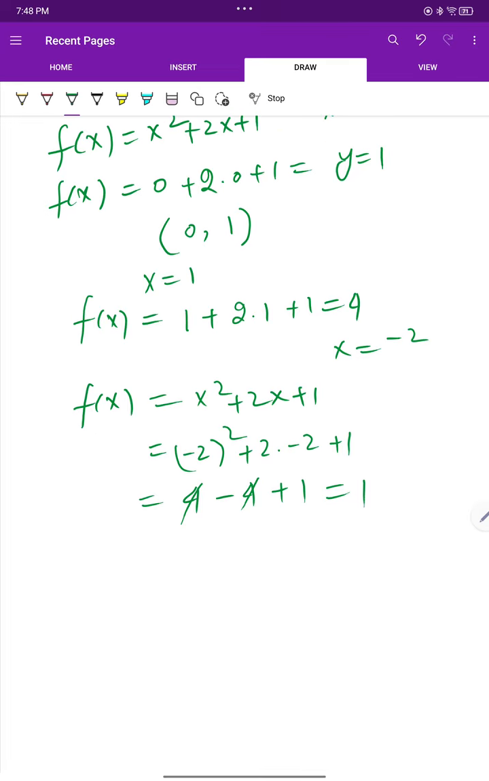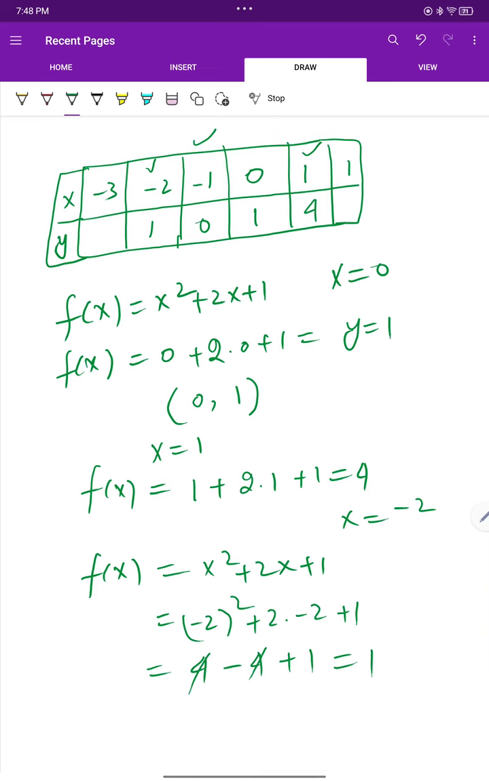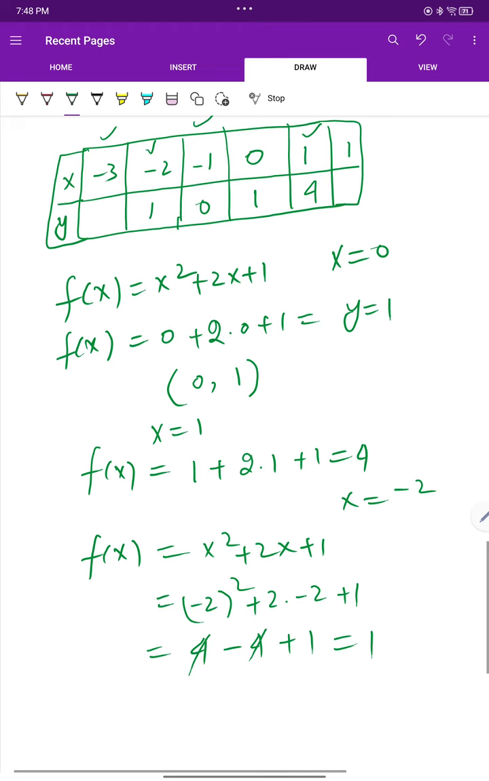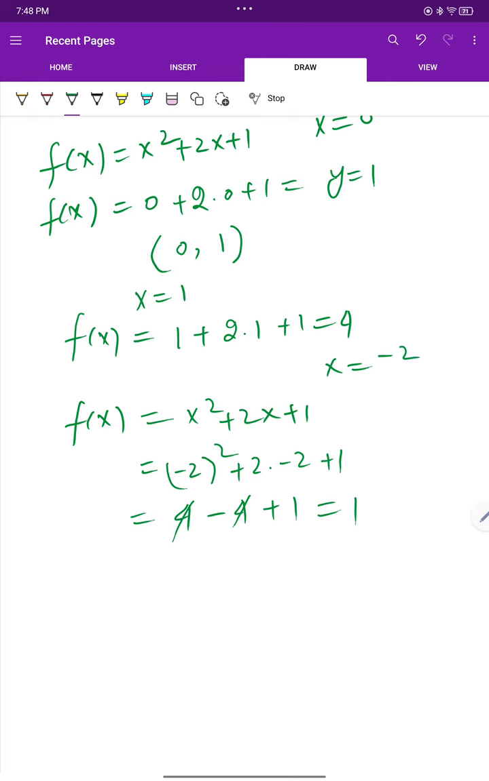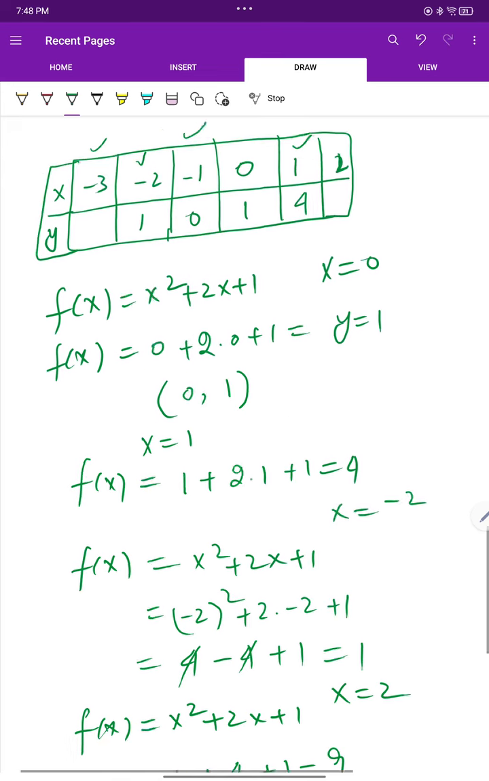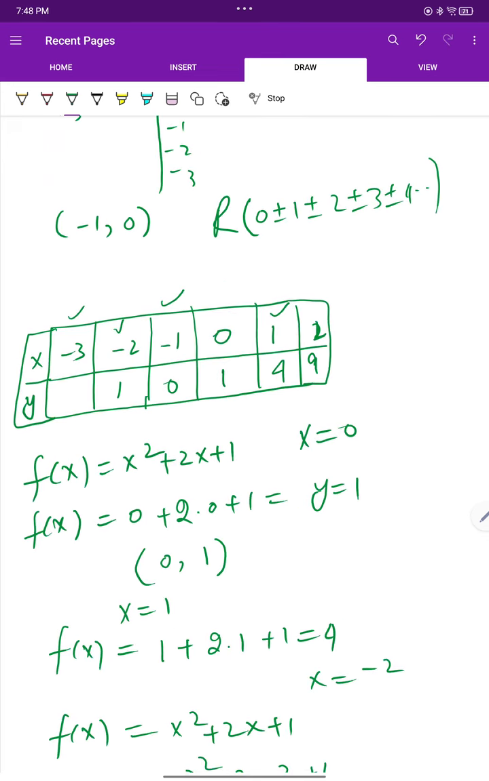Okay. And now we put the x value minus 3 to get more values. On this side also you can put x is equal to 2. So let's put x is equal to 2 in f of x, x square plus 2x plus 1. So it's 4 plus 4 plus 1, which is equal to 9. So here we got the y value 9.